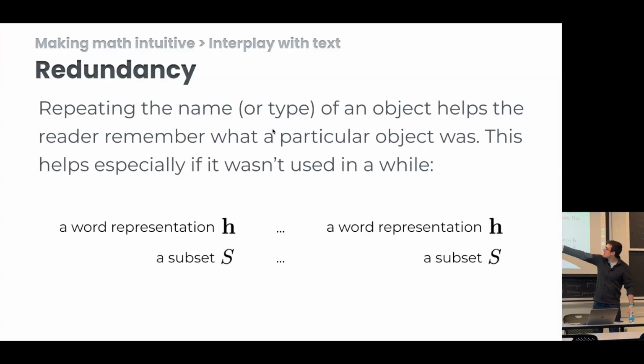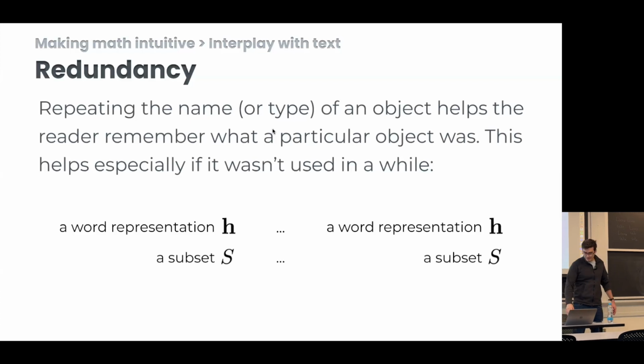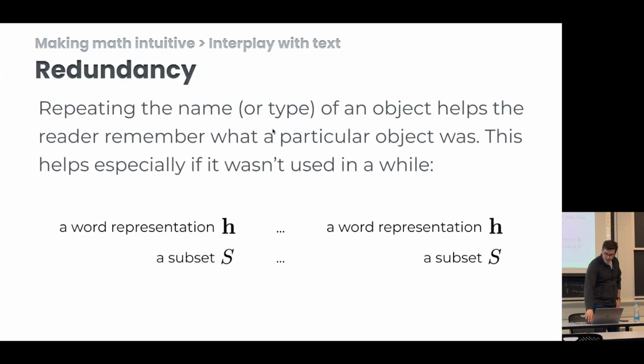Being able to just give something a name opens the possibility of repeating that name later. And I feel like that generally helps remind people what that object was. Again, pretty intuitive, but every now and then, certain papers that I read could definitely benefit from something like this.